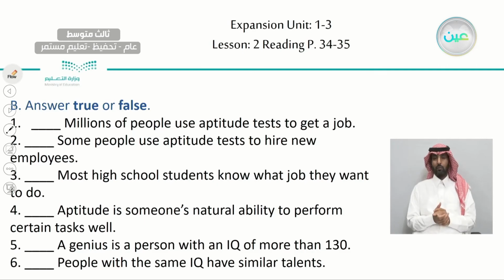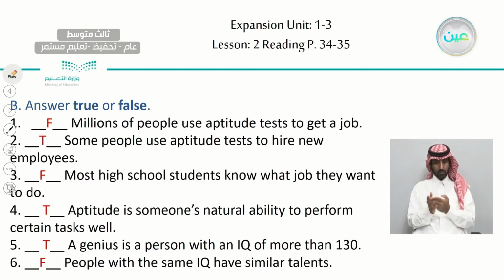Now, let's answer the questions. I told you to put true or false in these statements. If you haven't done it, pause the video, scan the text for the answers, okay? Scan it, double check your information, compare your answers with your friends, and let's see it together. So for number 1, millions of people use aptitude tests to get a job. False. They said most high school students.